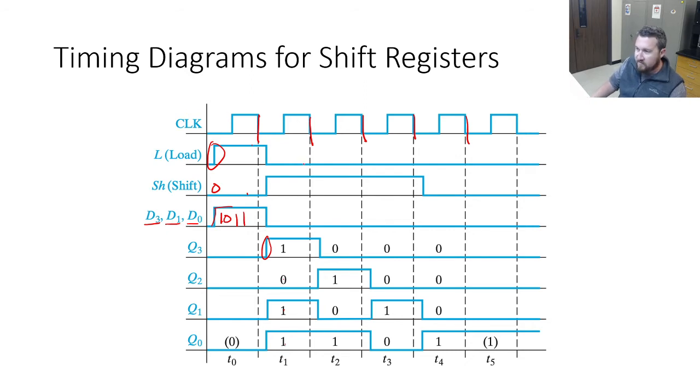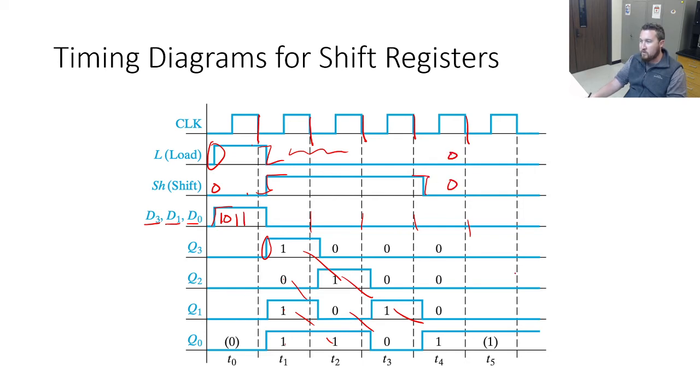Then before the next falling edge, shift goes to 1 and load goes to 0. And I guess it wouldn't matter what load does, but shift goes to 1. And now on every falling edge, we can see that the shifting is indeed happening, right? So the 1 is progressing through the shift register. The 0 is going through right there. And then here on the very last one, shift goes to 0.